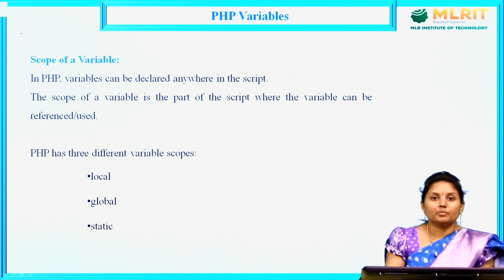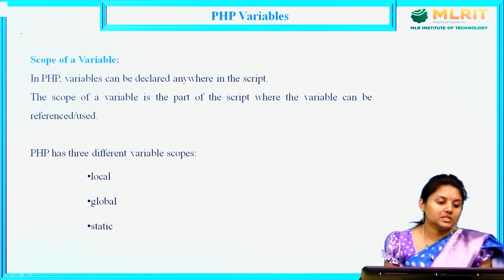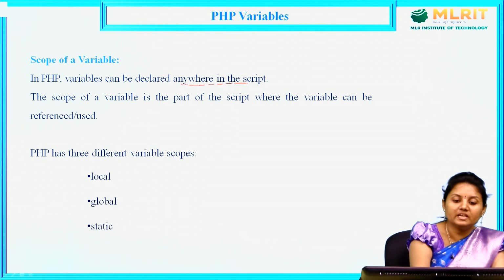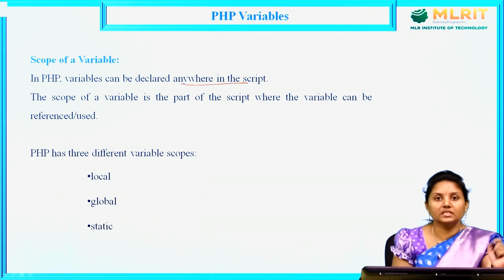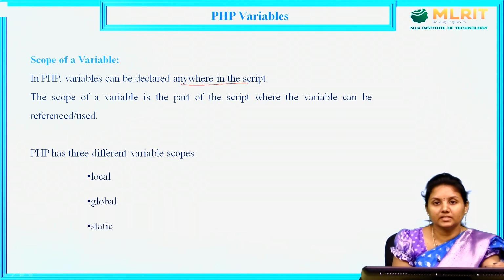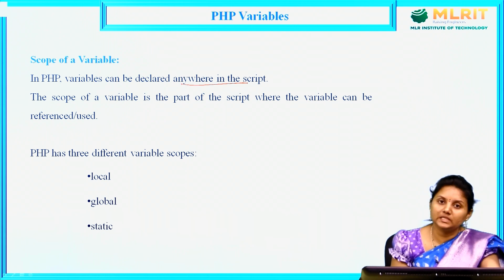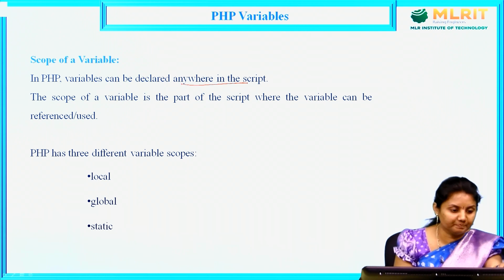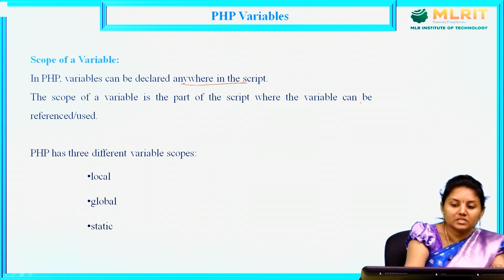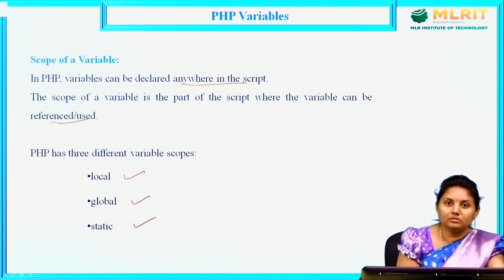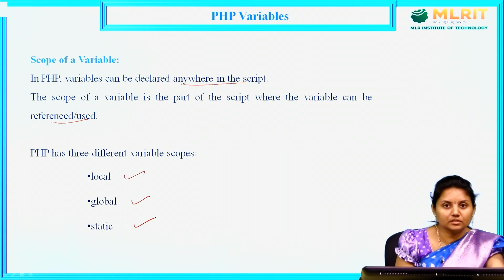Scope of the variable. Moving to the scope of variables in PHP, variables can be declared anywhere in the script. It is not like C, where we have to define them in the first line followed by the statements. Here we can declare variables anywhere at any time. Scope of a variable is the part of the script where the variable is referenced or used, and there are three different scopes: local, global and static. Local, which is within the scope; global, which is outside the scope; static, which is fixed.